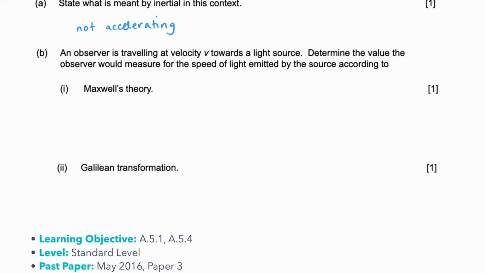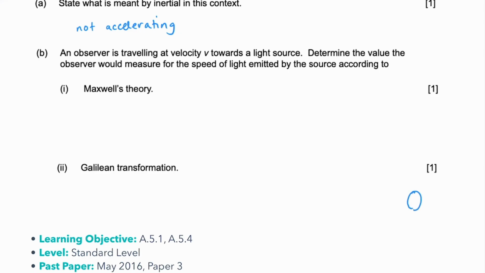B. An observer is travelling at velocity v towards a light source. Determine the value the observer would measure for the speed of light emitted by the source according to Maxwell's theory and Galilean transformation. Okay, well, I'm going to do the easier one first. I think the easier one is Galilean transformation.